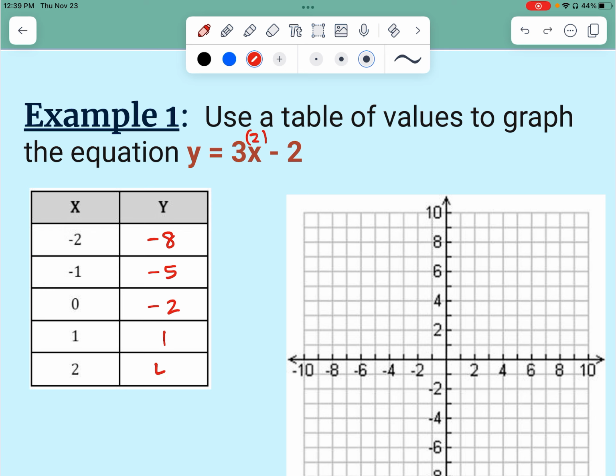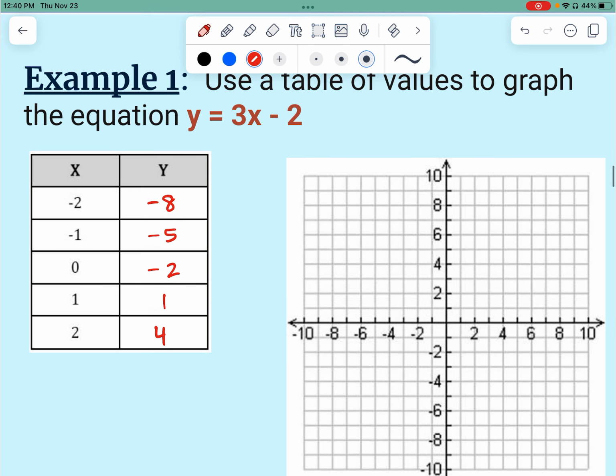So now I have completed my table. So I really have 5 ordered pairs. My first ordered pair is negative 2, negative 8. So I'm going to go left 2 and down 8 on my coordinate plane. Then the second ordered pair is negative 1, negative 5. If x is negative 1, I go left 1. And if y is negative 5, I go down 5. So left 1, down 5. Then 0, negative 2, I stay in the middle and go down 2. 1, 1, I go right 1, up 1. And 2, 4 is right 2, up 4.